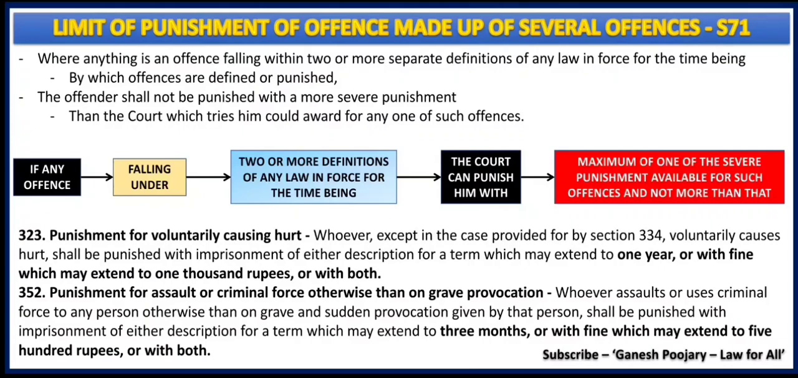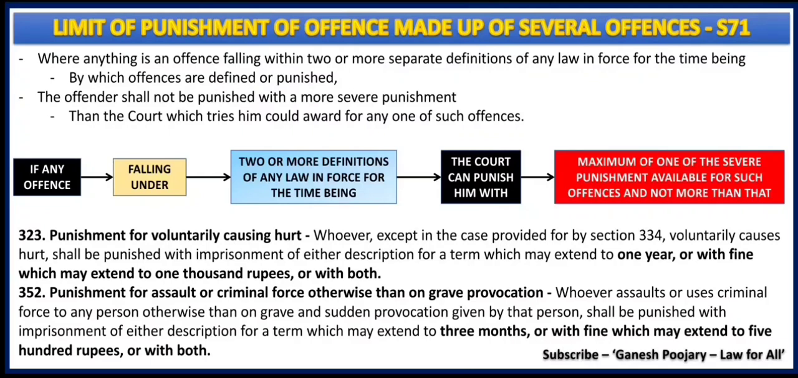And the maximum discretion with the court is it can give the most severe punishment available among those sections. It cannot include both. It can give only one punishment for that only one offense, which can be the maximum punishment available among those sections. Here in this case, the court can punish with section 323, which is imprisonment of maximum of 1 year, or with fine which may go up to 1000 rupees or both. That is how you need to understand, because here the offense is only one, but it is defined in other sections of the same law.